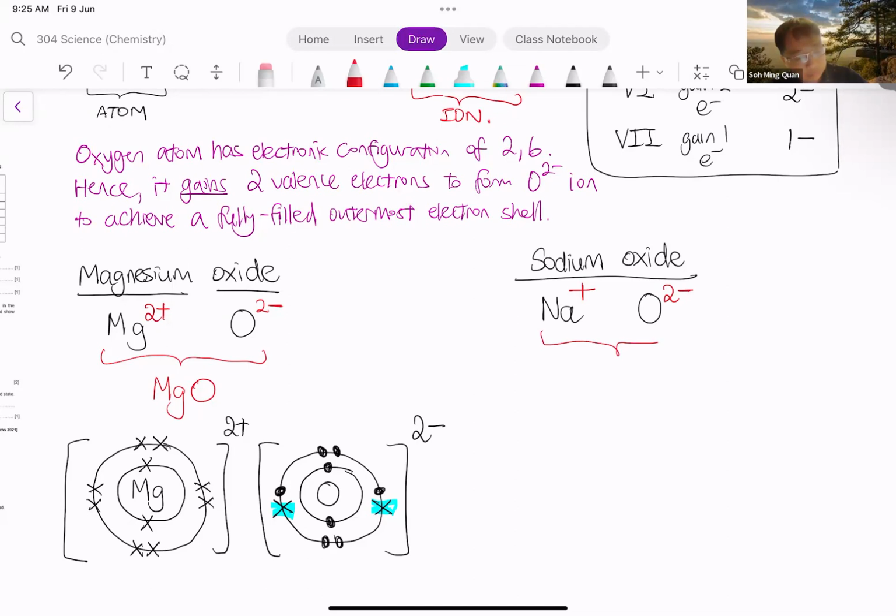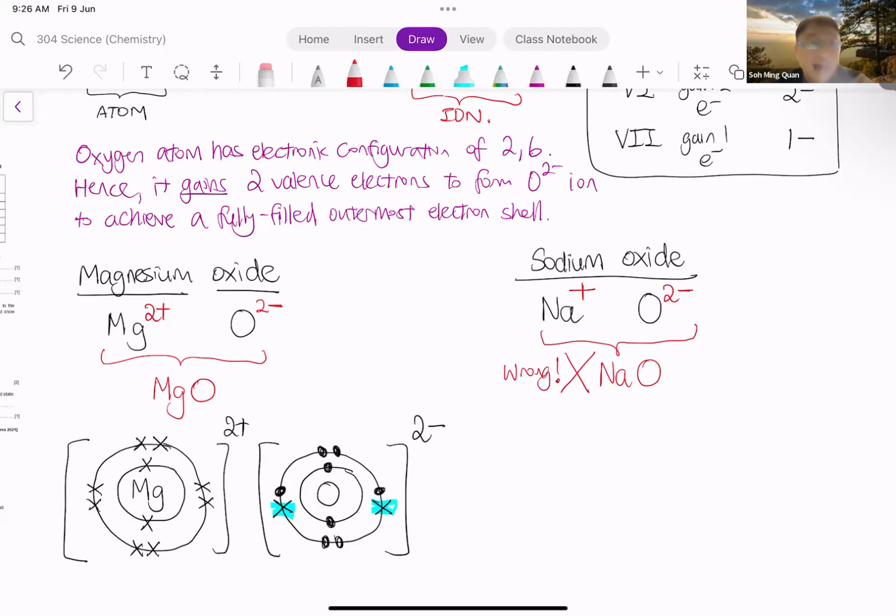Therefore, the formula cannot be this. This is the wrong formula. NaO is wrong. So please don't jump to conclusions. It doesn't always have to be one of each ion. The way it works is for the positive and negative charge to balance out.